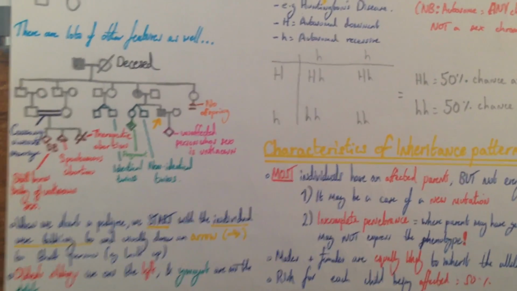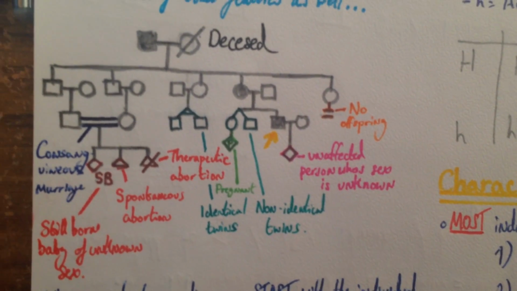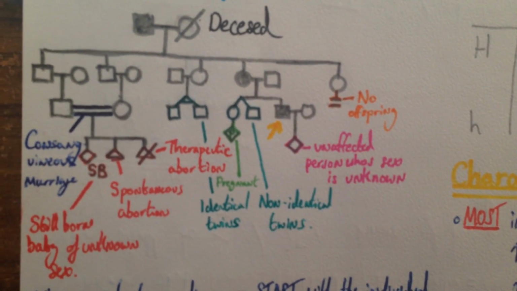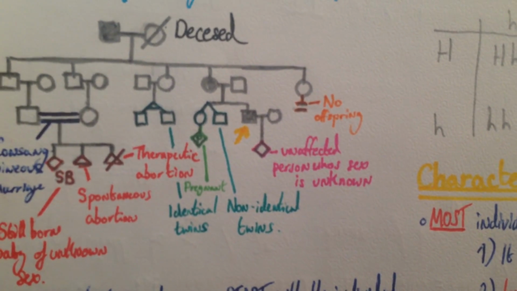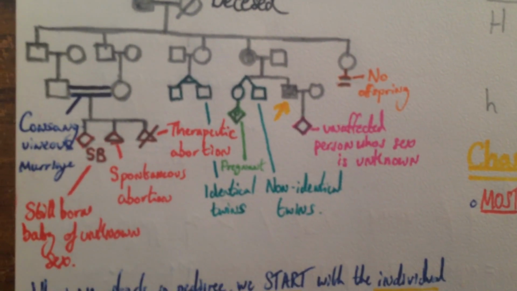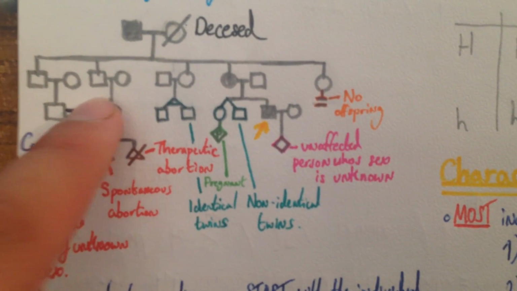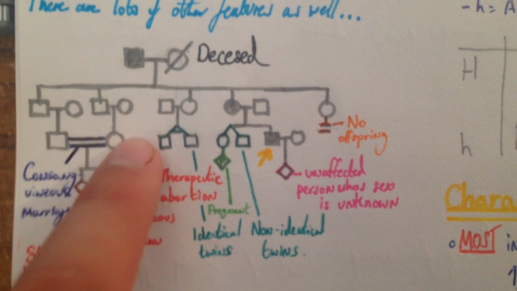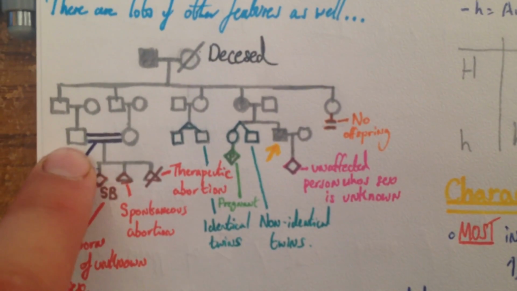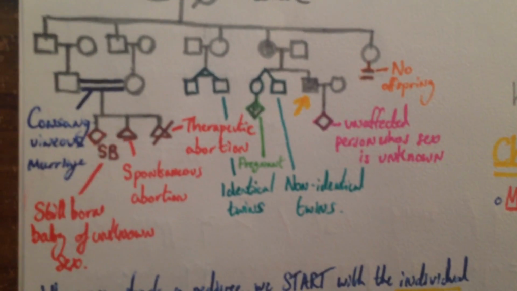So there are also lots of other features as well, and this one I'll bring you close up. If you start from the top, a line across through it means deceased. We go to the left, two lines between partners means a consanguineous marriage, which means an interfamily marriage. As you can see here, it's between two cousins, because these two brothers are related, and the daughter and the son of those two brothers are married. So those two are cousins. So that's a consanguineous marriage.